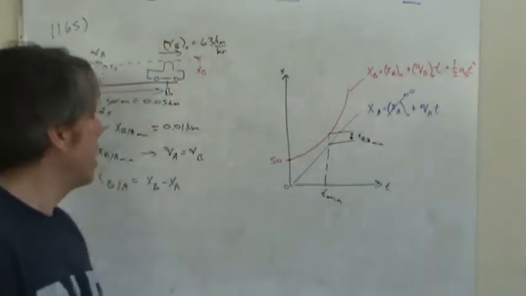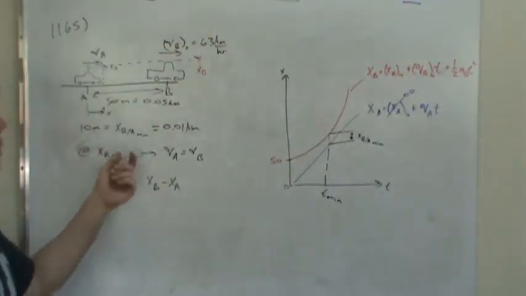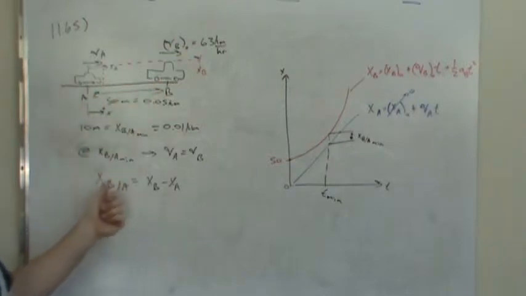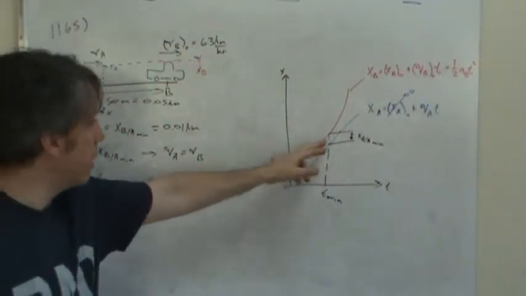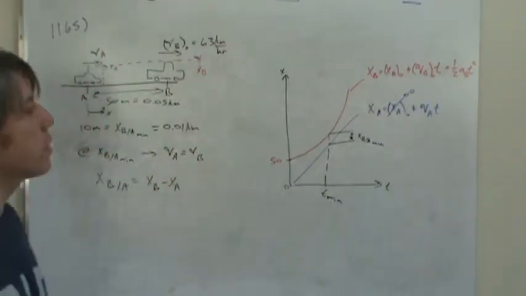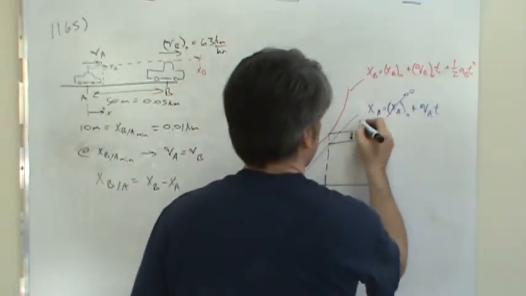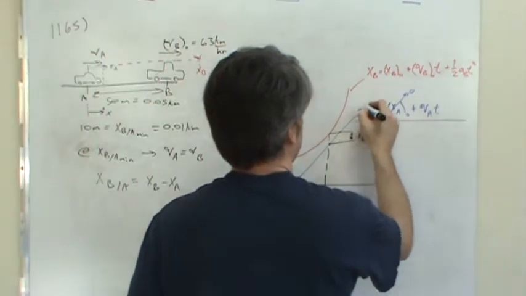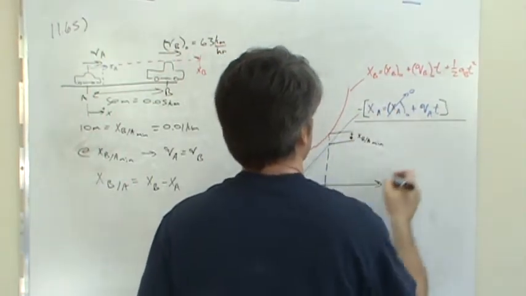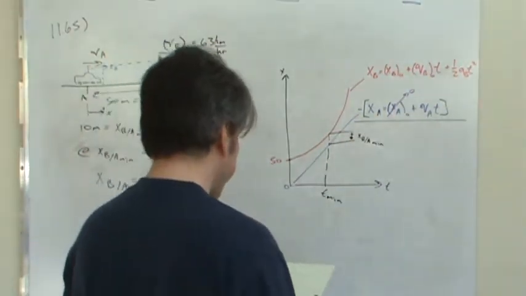And why is that important? Well, it's important because I know two data points. I know a data point at the beginning where this value is 50 meters. I know a data point right here where that value is 10 meters. So in fact, what I'm going to do is attach a negative sign to this equation and add them.